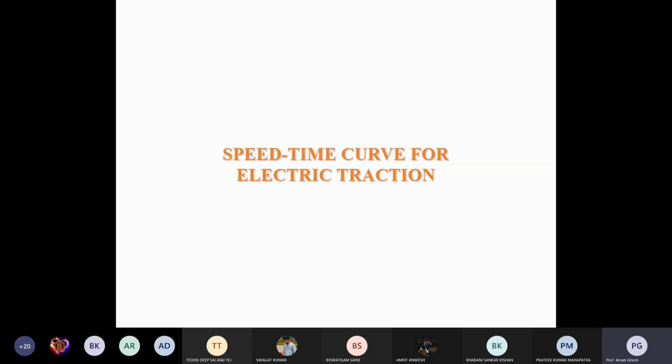Now in today's session I am going to discuss the speed time curve for electric traction. Before we start, we need to know why we are so interested in the speed time curve of the traction. What is its basic importance? First we need to know about the speed time curve.